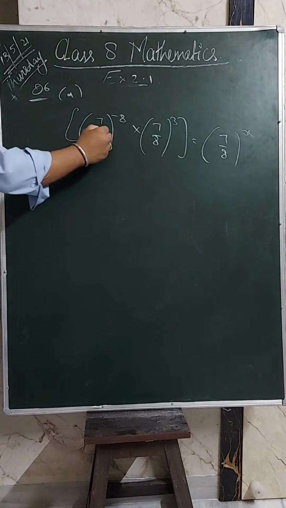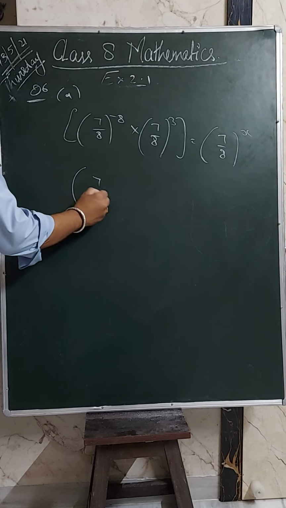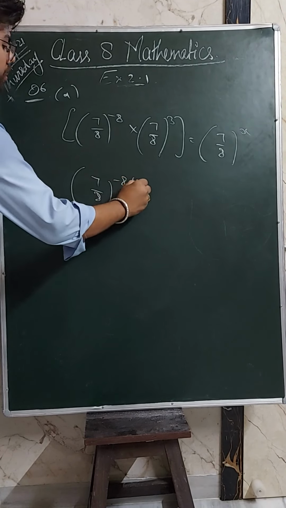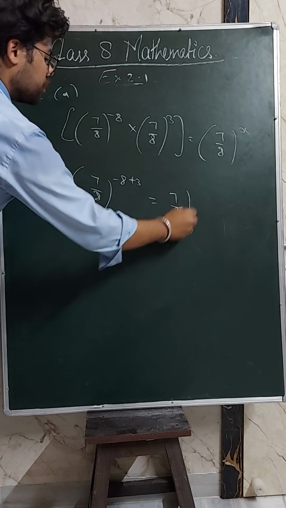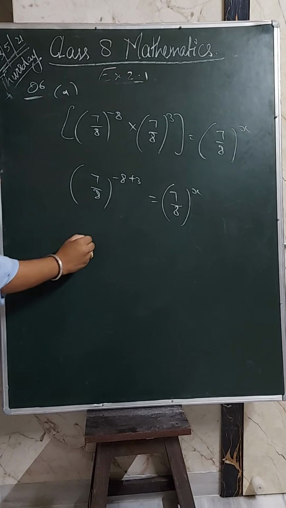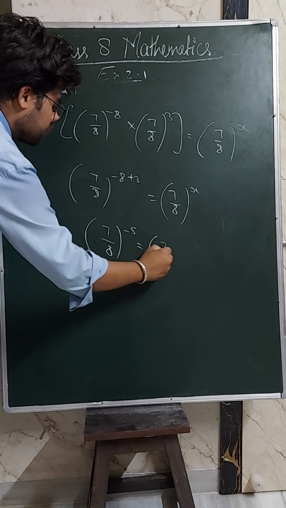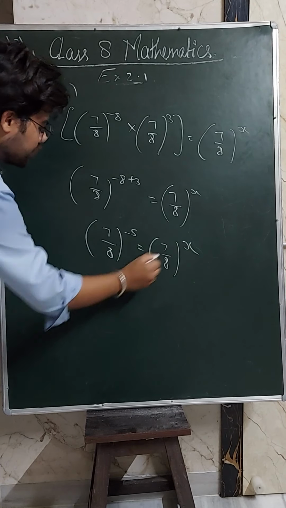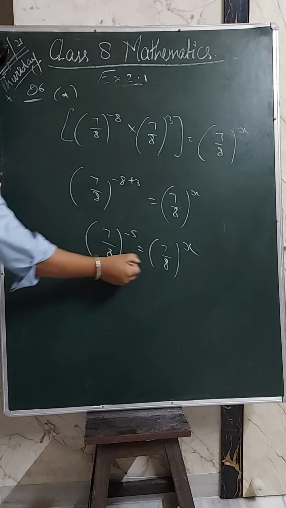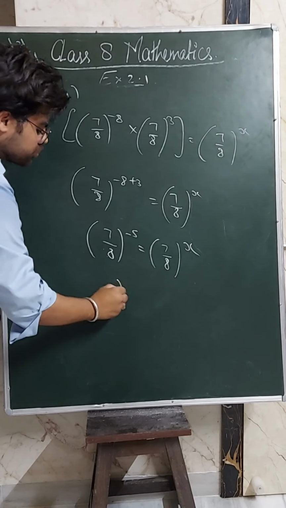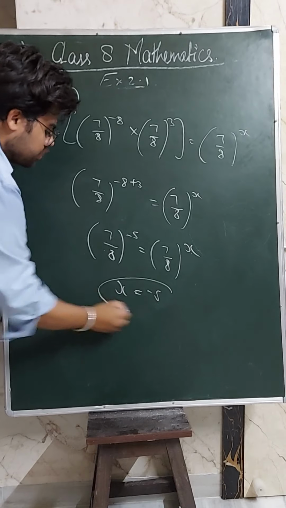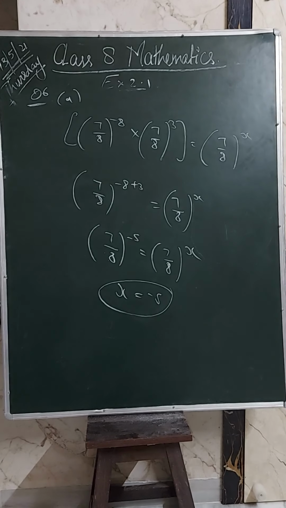So here the power will be added. So what we can write? 7 upon 8 power minus 8 plus 3 is 7 upon 8 power x. So minus 8 plus 3 is what? It will be minus 5. 7 upon 8 power x. So the value of x is what? If the bases are equal, the power will be also equal. So the value of x is minus 5. This is the answer.